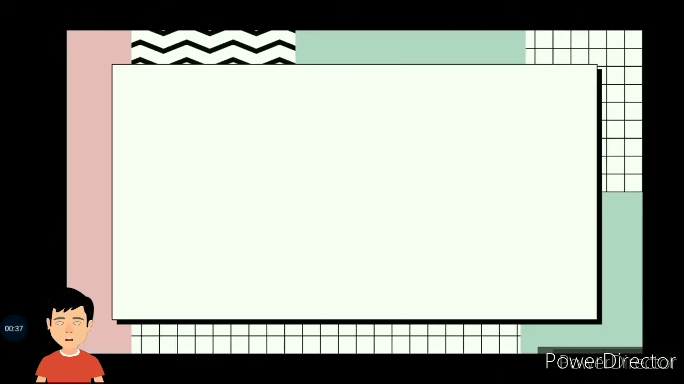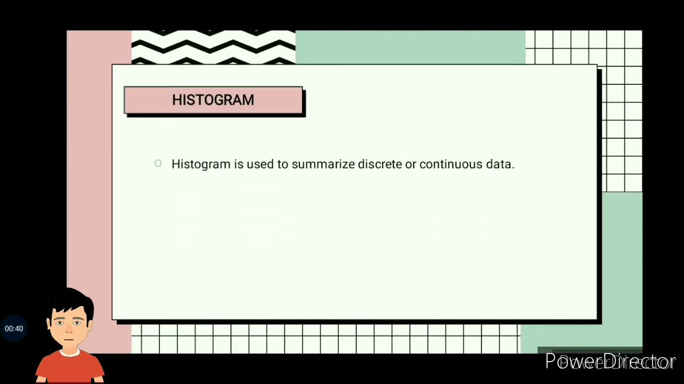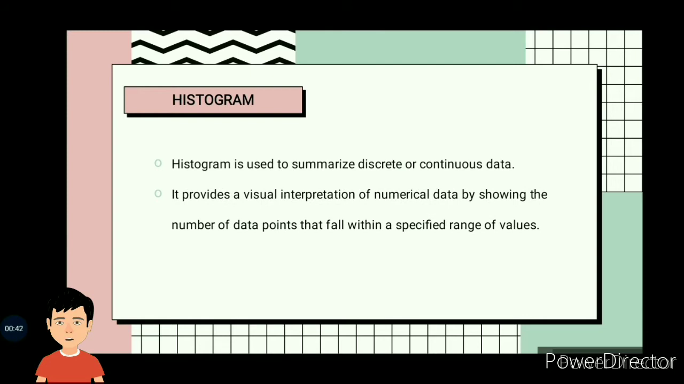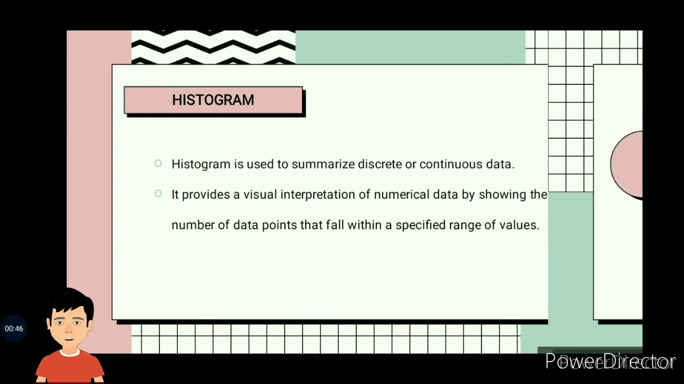A histogram is used to summarize discrete or continuous data. It provides a visual interpretation of numerical data by showing the number of data points that fall within the specified range of values.